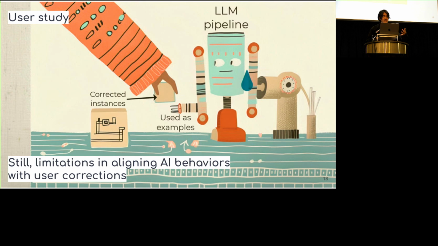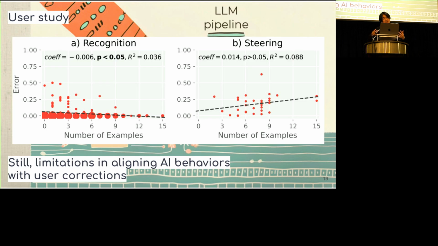But one of the limitations of the current system is that leveraging users' corrections for better alignment of the AI's behavior has some limitations, interestingly. More specifically, when we analyzed the users' log data, with the addition of more user corrections, the recognition error, which is the visualization error, dropped a little bit, but the coefficient was quite small, so it was very minimal. And regarding the steering, the errors didn't really get impacted by the addition of more examples.